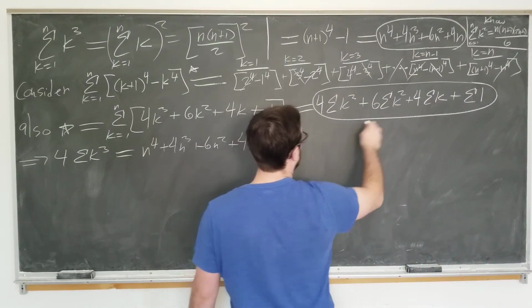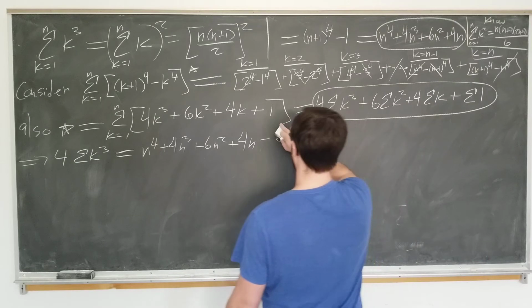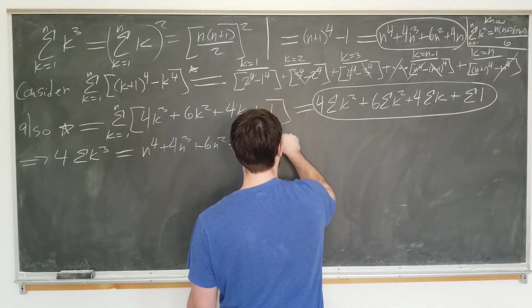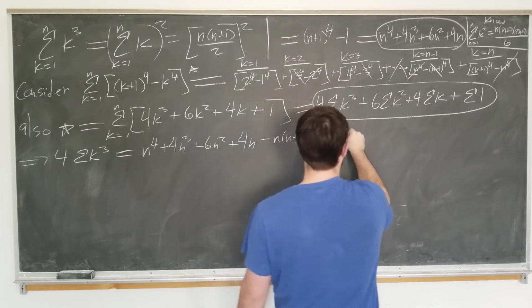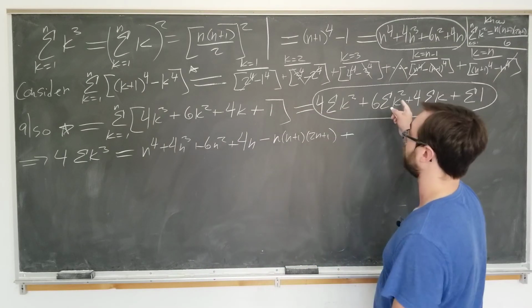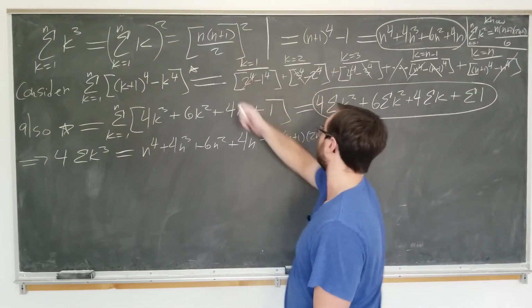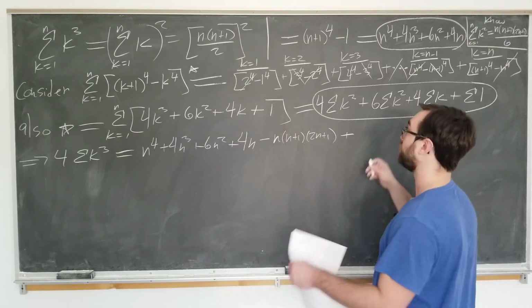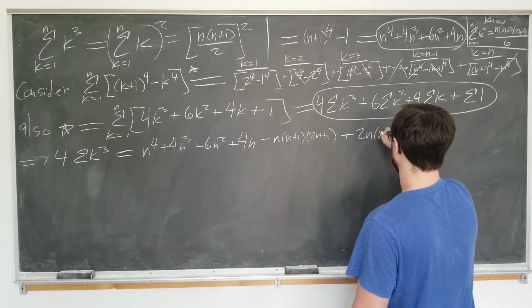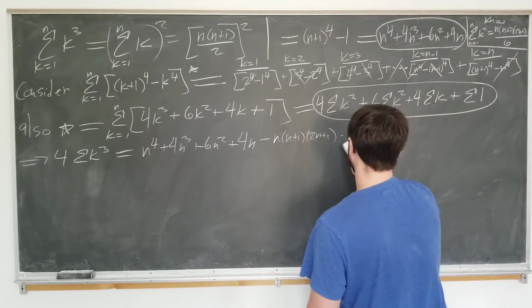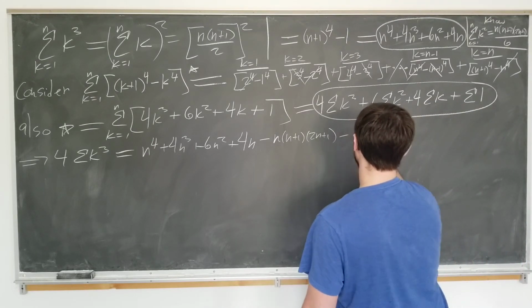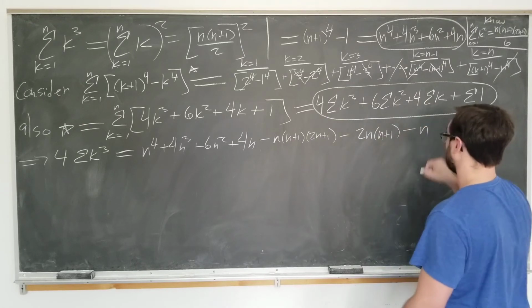Minus 6 times the summation of k squared. Well, the 6 goes away: n plus 1, 2n plus 1, plus 4 times the summation of k. Well, that was this here. So the 4 and the 2 cancel, so we get 2n plus 1. And then we get, oh sorry, this is minus. We're subtracting them off. Now we have the summation of 1, which is just n.